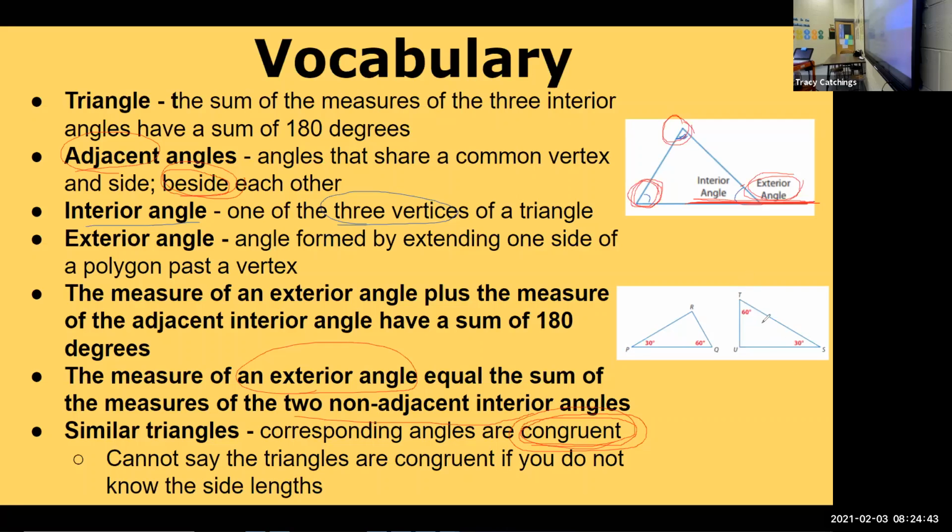Looking at this example of these two triangles, 60, 30, and I know my sum has to be 180, then I know this other angle must be 90 degrees. So that means in the other triangle, that other missing angle will also be 90 degrees. Because they have the same angles, they are known to be similar triangles. I cannot say they are congruent because I do not know those side lengths. So those are some things to make sure you pay attention to. Any questions about it?